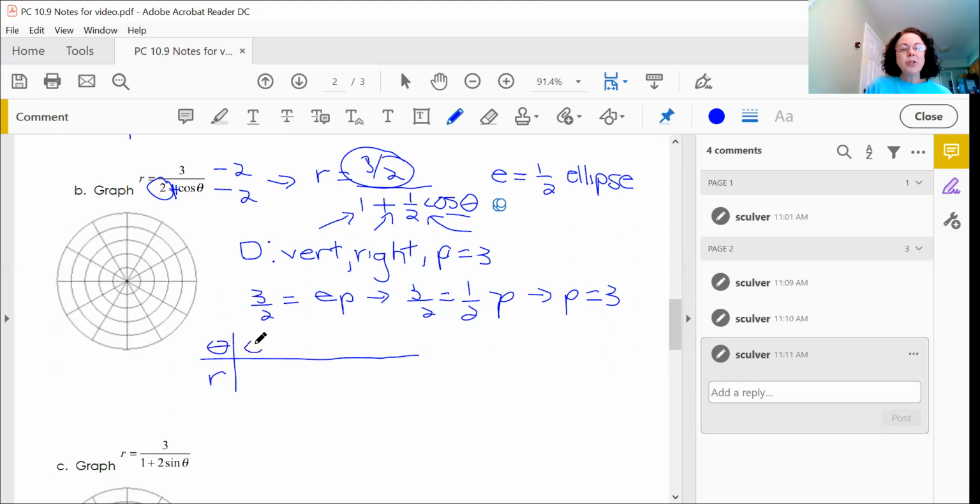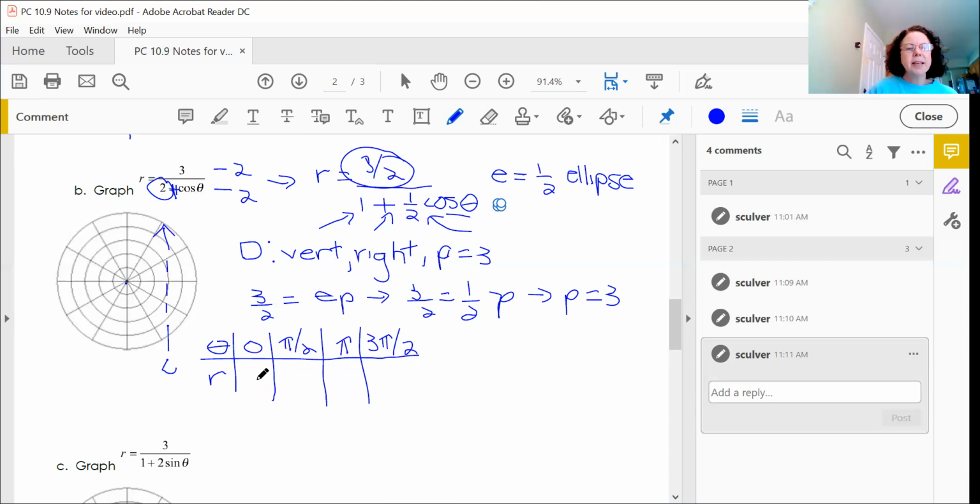So let's graph some points. 0, pi over 2 for our theta measure, right? We're getting our chart together. Pi and 3 pi over 2. Before I get my chart going, I'm going to make my directrix. It is from the pole. It is vertical, right 3. 1, 2, 3. There we go. Let's get our angle measures here.